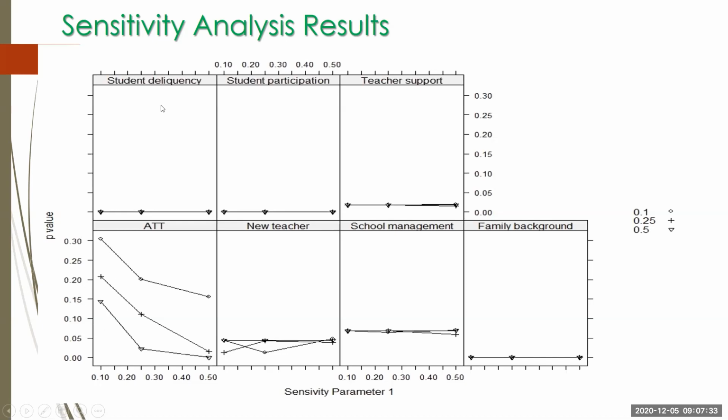However, they found that the moderation effects between student delinquency, student participation, teacher support, new teacher, school management, family background, and network participation were not sensitive to the omitted confounders. So you can see this flat line here that regardless of the sensitivity parameter, the p-value doesn't really change. So these were not sensitive to the omitted confounder.